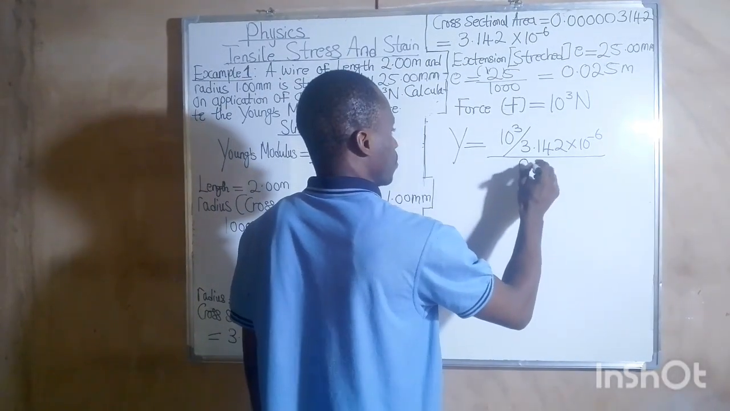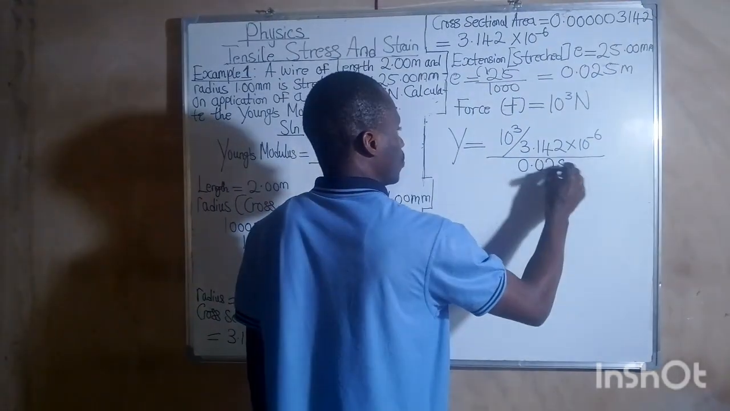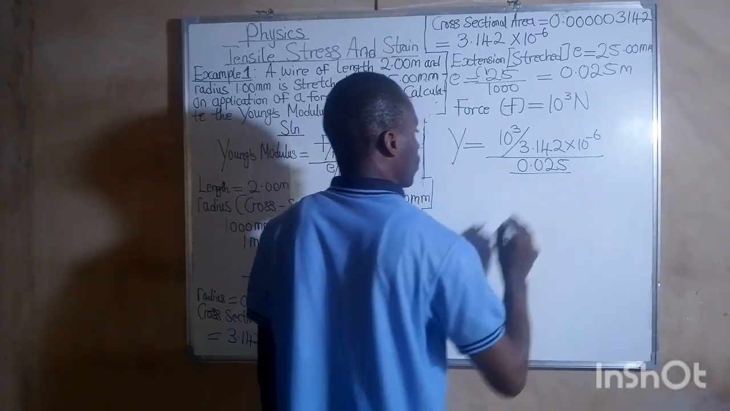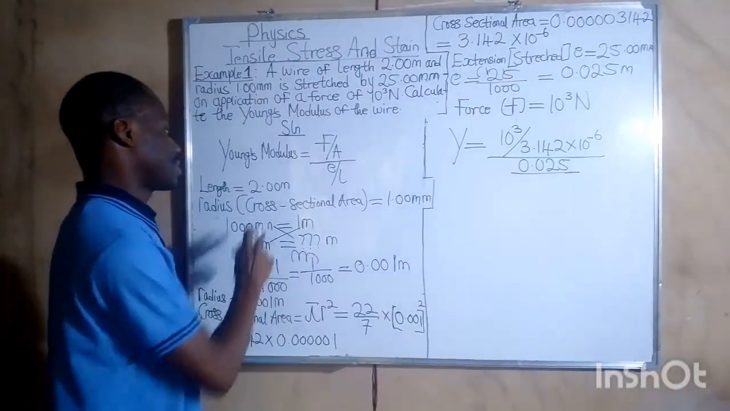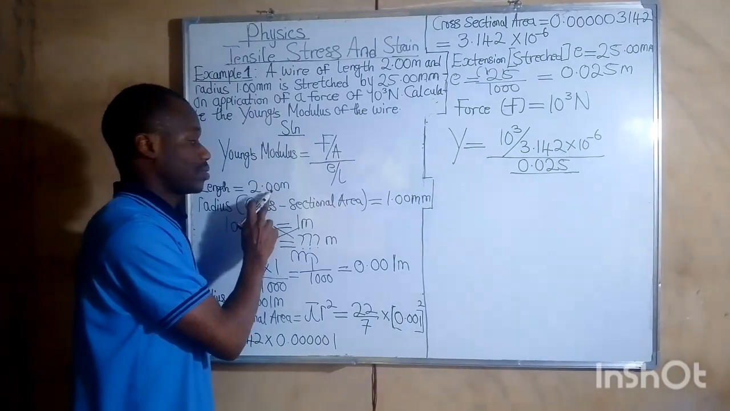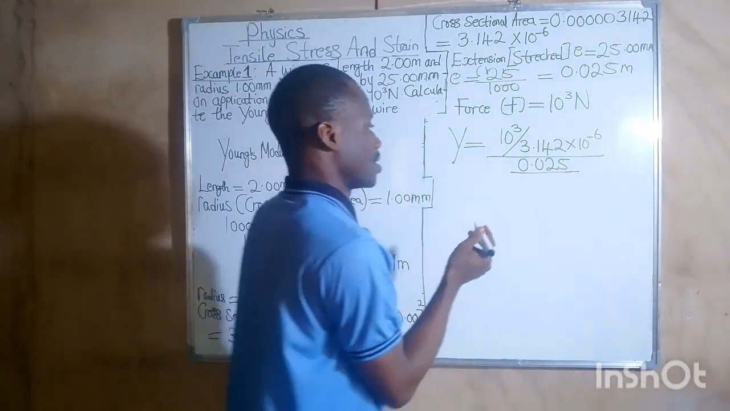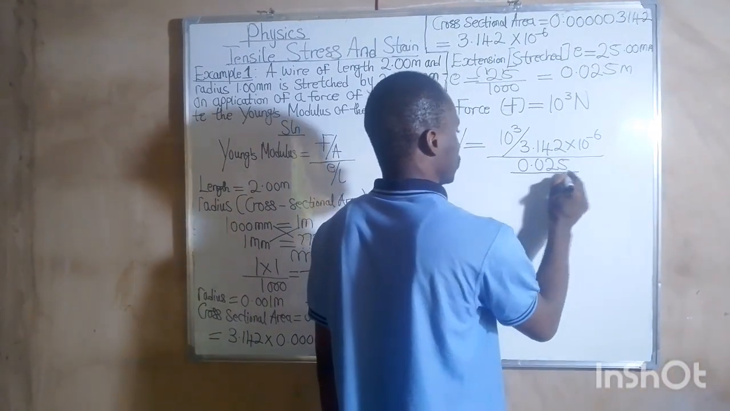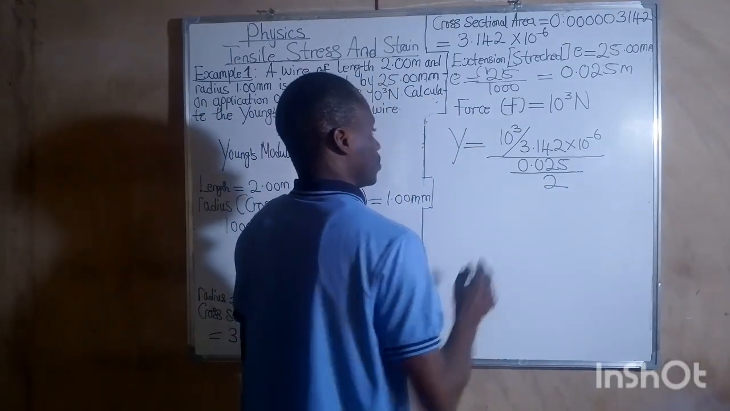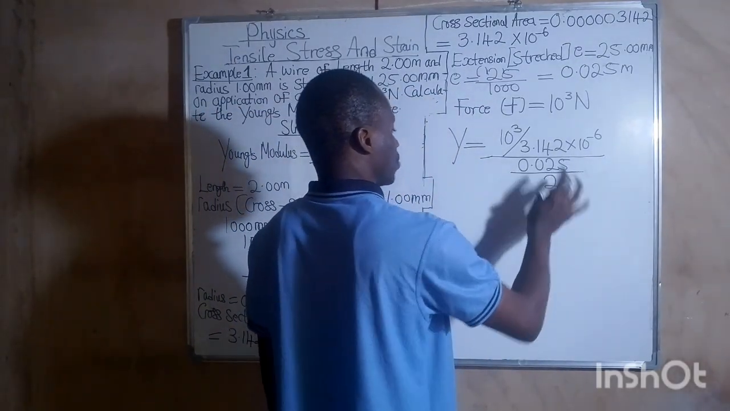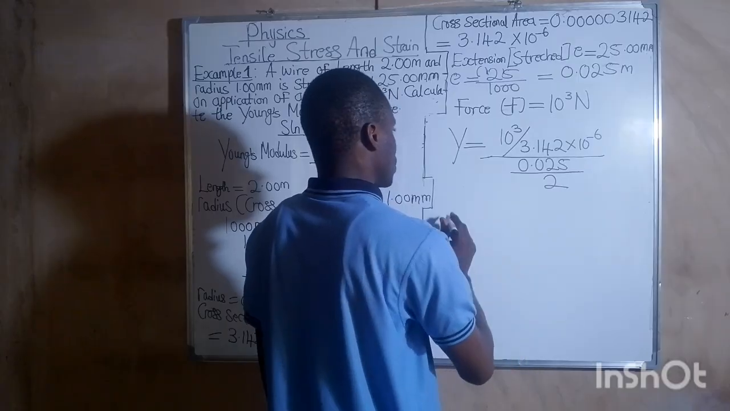And finally, all over, what is e? 0.025. All over the L, which is the length, is 2.00 meter, which is the same thing as 2 meters. So divided by 2. Alright. So this is a bigger one. We'll solve numerator, denominator separate.